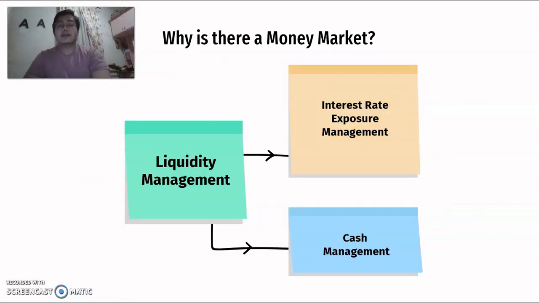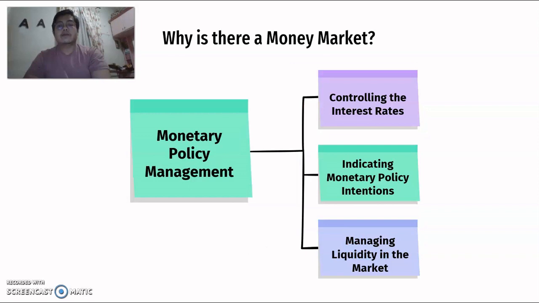So for banks and other institutions, it's for their liquidity management, which consists of managing their interest rate exposure and also their cash management. And as for the central banks, it's for the monetary policy management, which consists of controlling the interest rates, indicating monetary policy intentions, and also managing liquidity in the market.